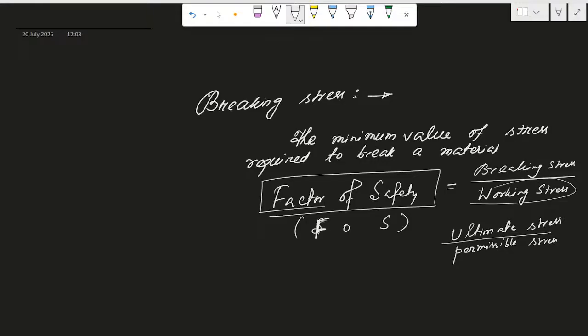Now, we do have some material classification. Some materials are known as ductile material, and some are brittle material. So what do you mean by ductile material? Ductile material means the material which shows a large plastic range beyond the elastic limit.